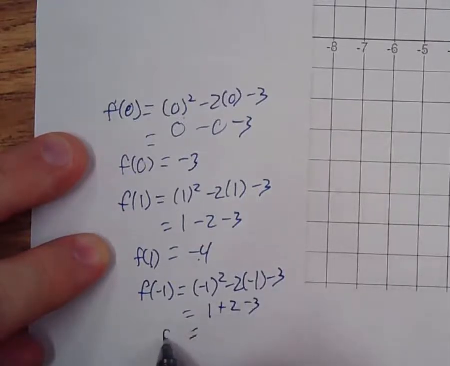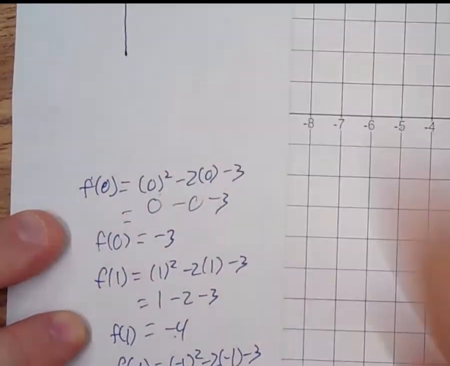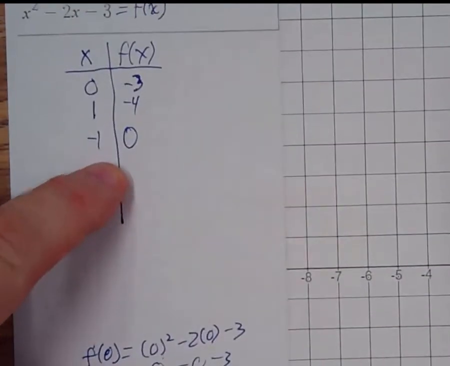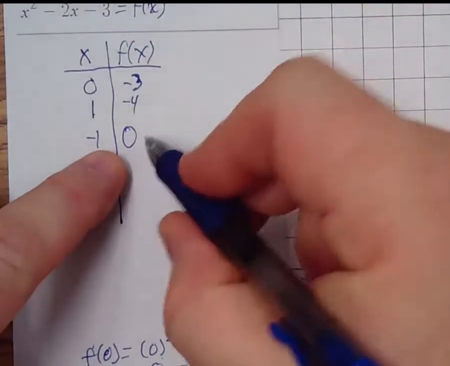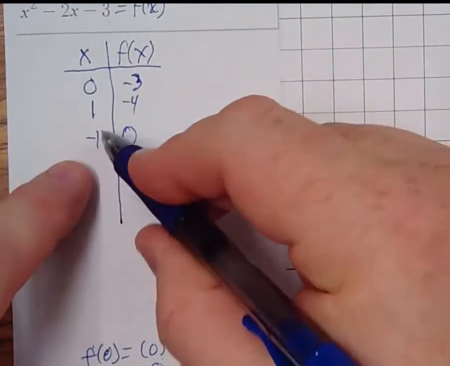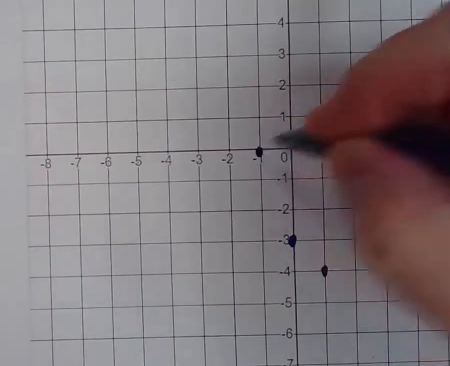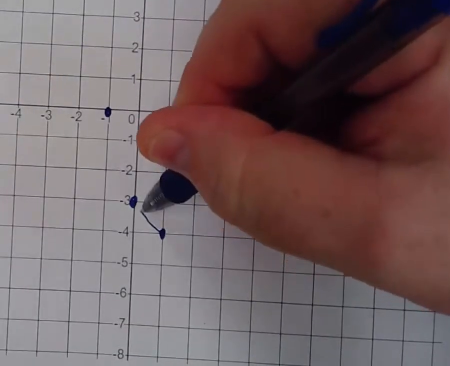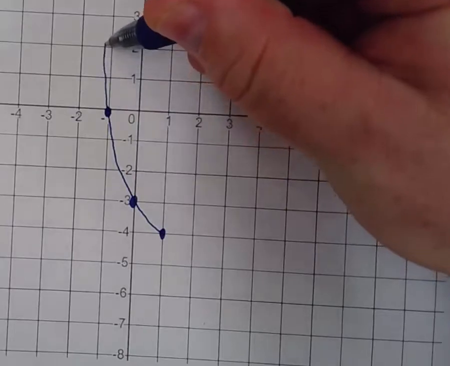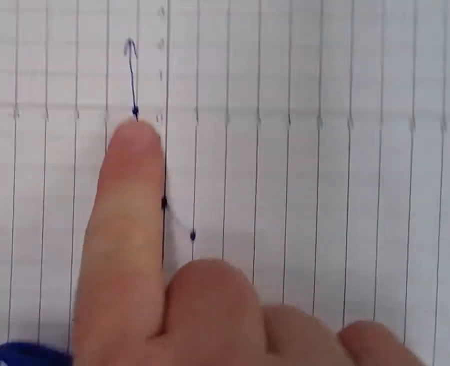And if I bring down my negative 1 here, we can see that f of negative 1 is going to equal 1 plus 2, which is 3, minus 3, which is 0. And if we're looking at a table, we'll notice that this right here is actually an x-intercept because the y value is 0. So this means that's actually one of my solutions. So if I go and draw that on the graph over here, you can see my graph is actually coming up like this. So I'm going to have that U-shaped curve, and there's one of my solutions right there.